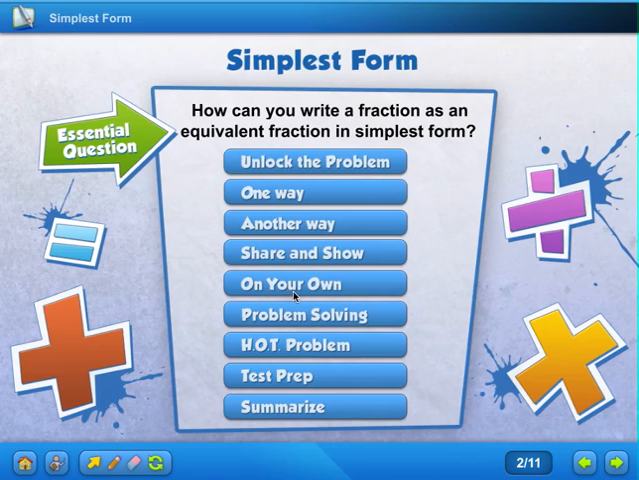Hi everyone, today we are going to learn how to write a fraction in simplest form. The question says, how can you write a fraction as an equivalent fraction in simplest form?